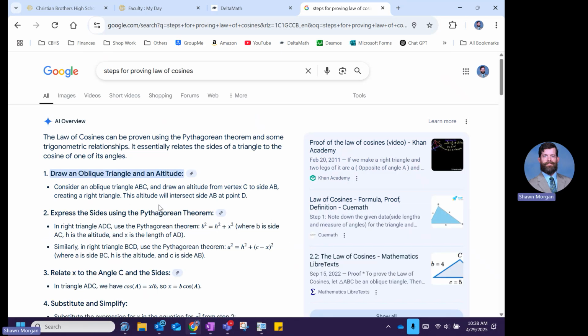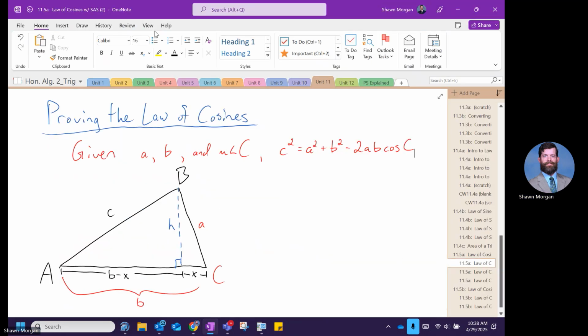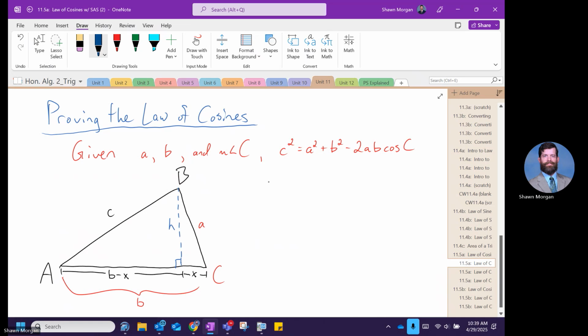Express sides using Pythagorean theorem. Okay, I like that. Similarly, BDC, use Pythagorean theorem. Oh, snap, do Pythagorean theorem twice? Okay, okay. Can we go? Oh man, do I have to? I gotta write that stuff up again. Michael, help me out. What was our Pythagorean theorem? X squared plus H squared equals A squared. And then how about the bigger right triangle? H squared plus B minus X quantity squared equals C squared.